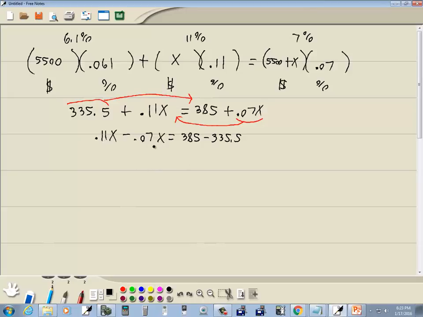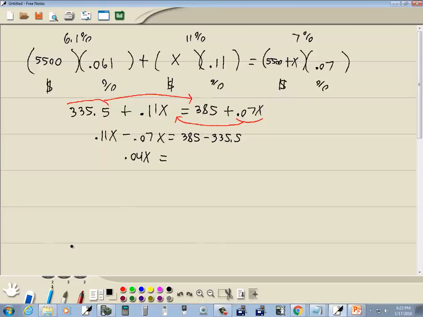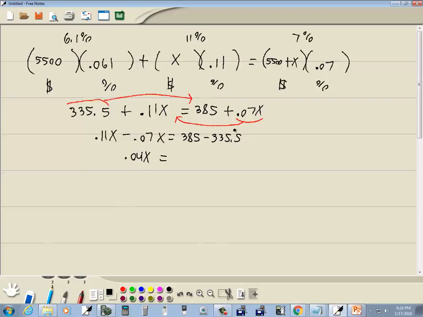Now combine like terms. 0.11 minus 0.07 gives us 0.04X. And 385 minus 335.5 gives us, I think, 49.5, but let me see. I'm not very good at decimals. 385 minus 335.5 is 49.5.